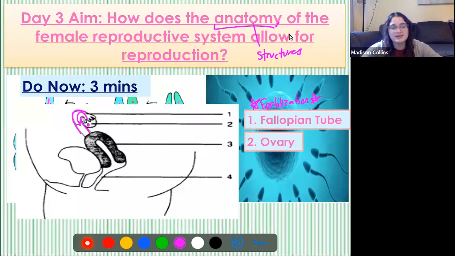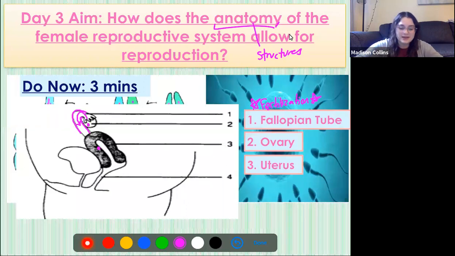All right, now that egg is going to be released from the ovary, travel down through the fallopian tube, and if it is fertilized, it will implant itself into the side of structure 3, which is known as the uterus. This is where fetal development takes place. So that fertilized egg will latch itself onto the wall of the uterus as it grows and develops into an embryo. All right, but if that egg is not fertilized, it needs to leave the body.